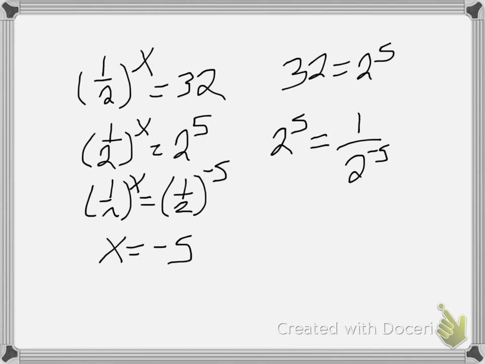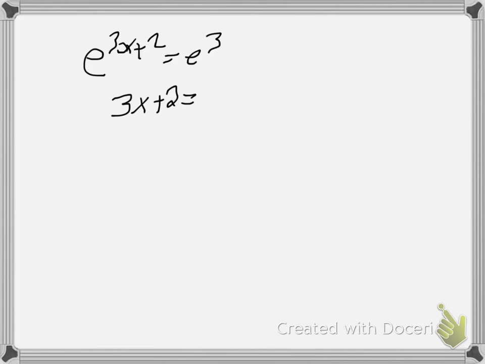Okay, so let's do another one. We've got e to the 3x plus 2 is equal to e to the 3rd. Well, I have the same base, e, so that's nice. So I have 3x plus 2 is equal to 3. That means that 3x is equal to 1, or x is equal to 1/3. Not too bad, huh?